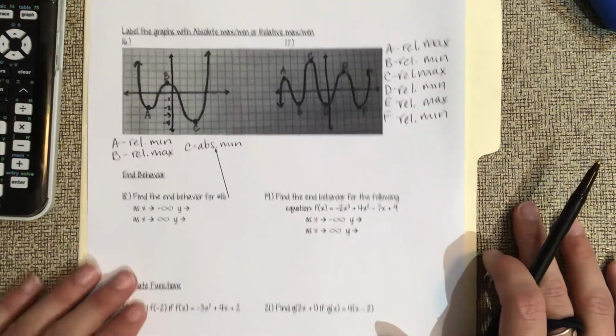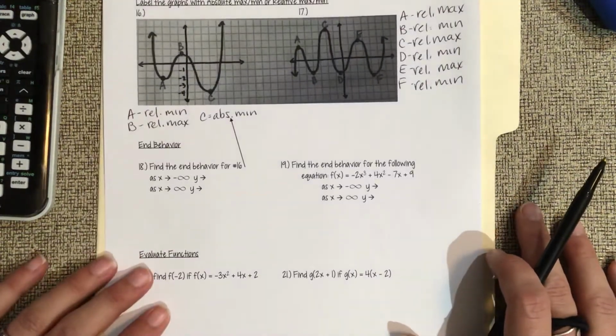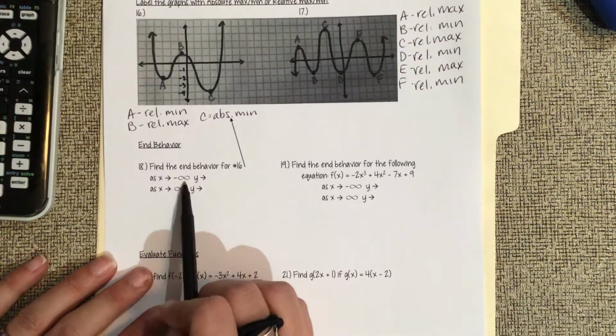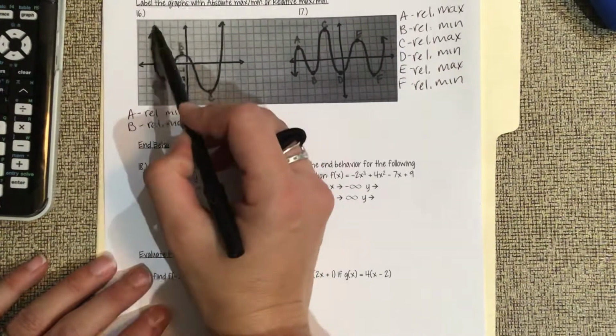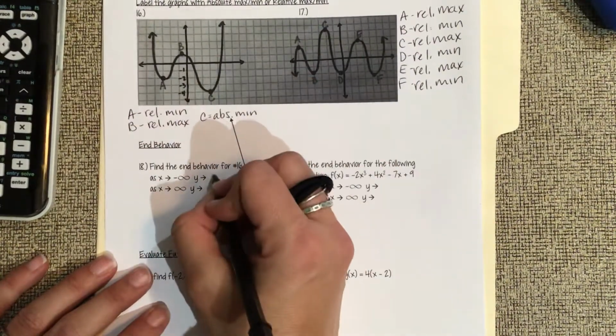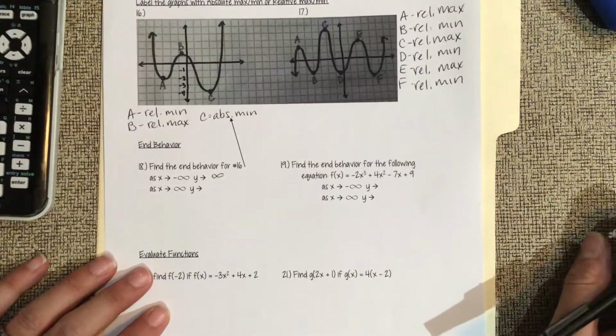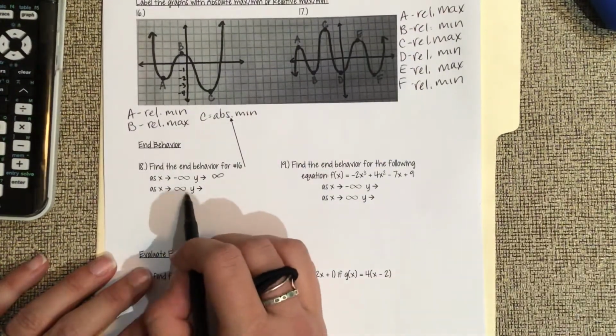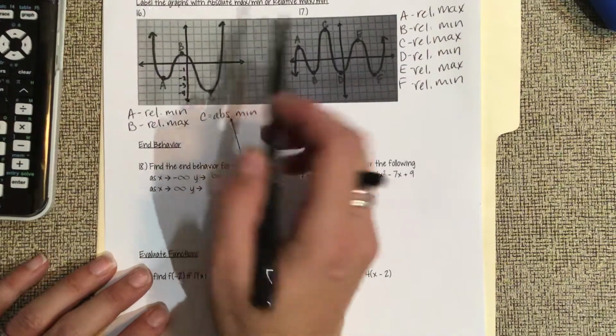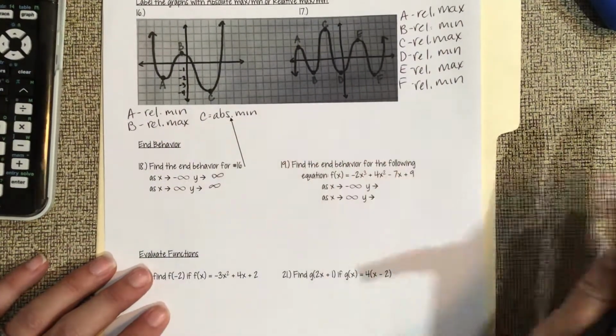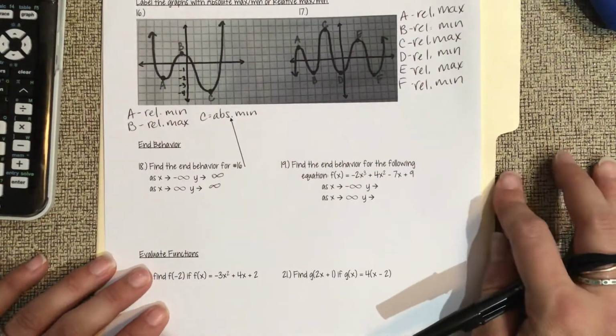All right, number 18, find the end behavior for number 16. So as x goes to negative infinity, that's meaning the left-hand side. So the left arrow, it's going up, so that's going to positive infinity. As x goes to positive infinity, we're talking about the right-hand side. That also goes up, so that's also positive infinity.